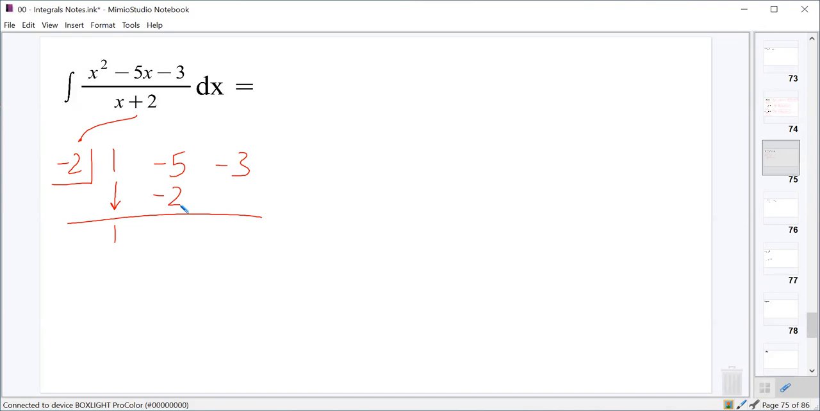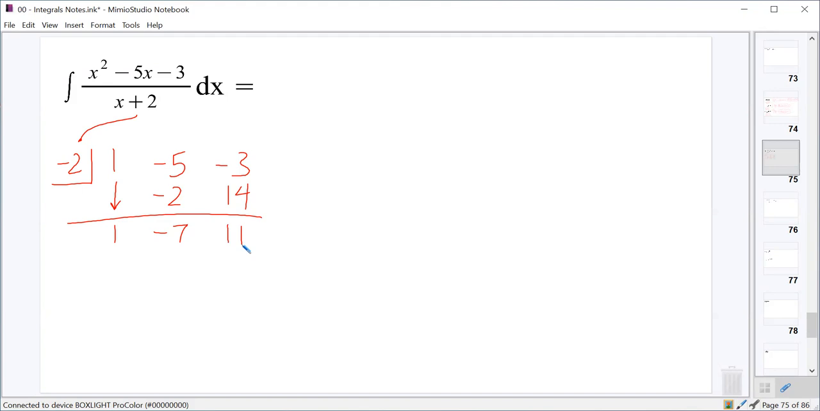And once you have 2 numbers above the line, you just add them together. So -5 and -2 is going to give me -7. And now that I've got a number below, I'll just multiply it by what's in the box. So -7 times -2 gives me 14. And I'll just add those together. -3 and 14 gives me 11.